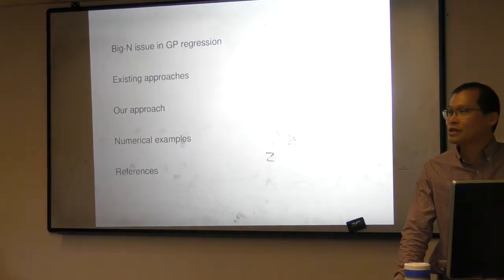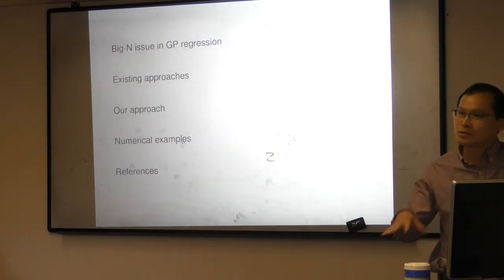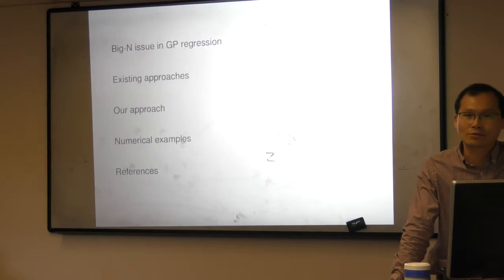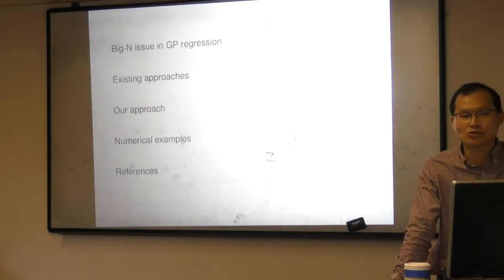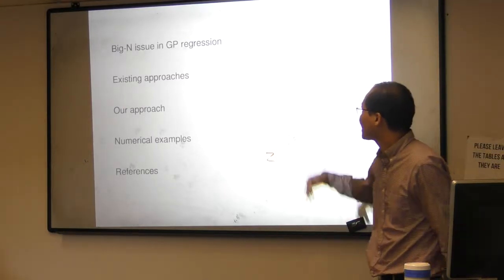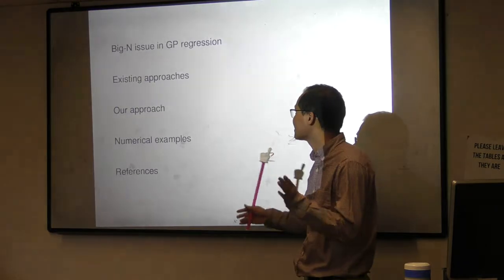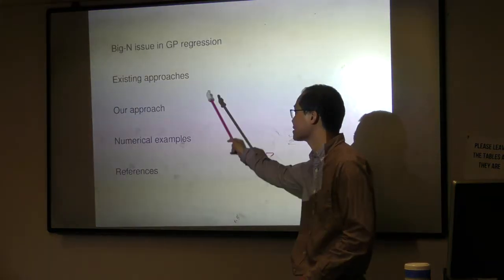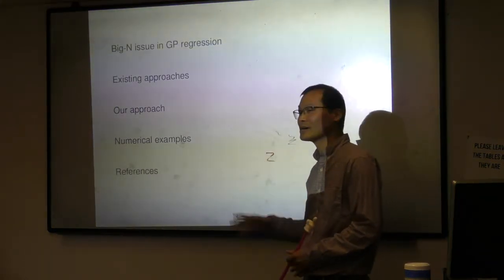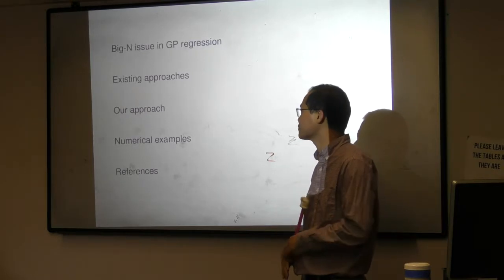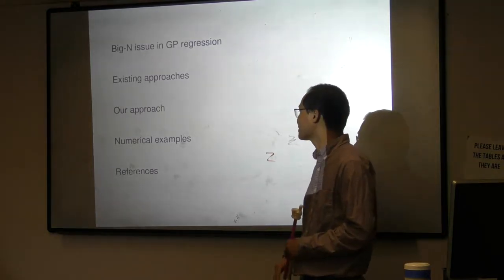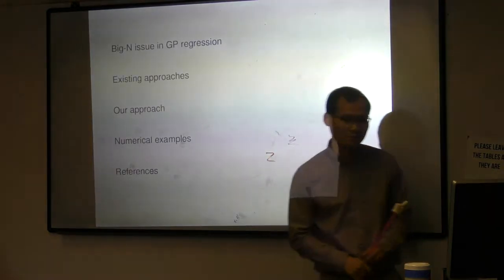So this is the organization of my talk, and it's pretty much a 1 hour talk. First of all, I introduce what the big data issue is in Gaussian process regression. Here GP just means Gaussian process. After that I discuss some existing approaches, and then I present our approach, which is called patchwork kriging. And then we have some numerical examples with the reference.